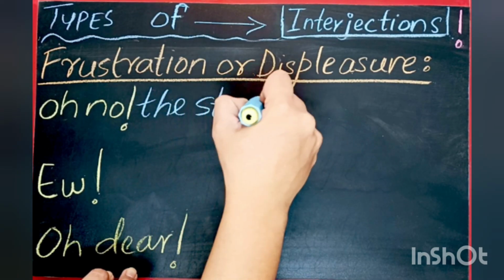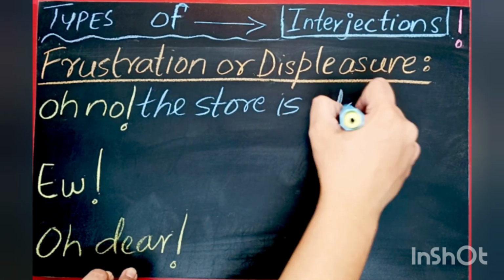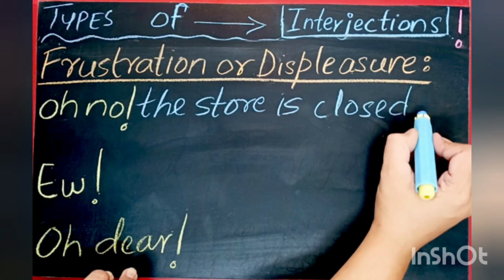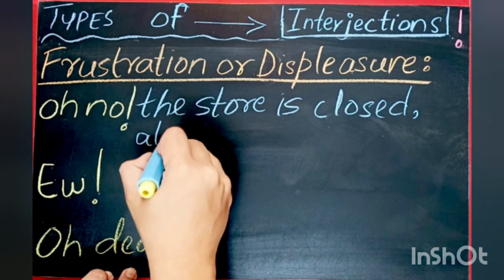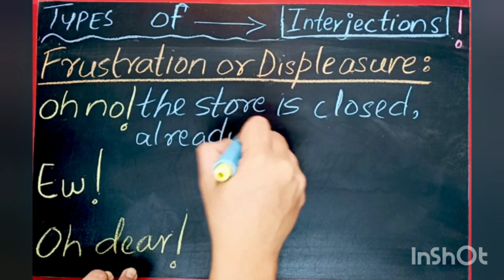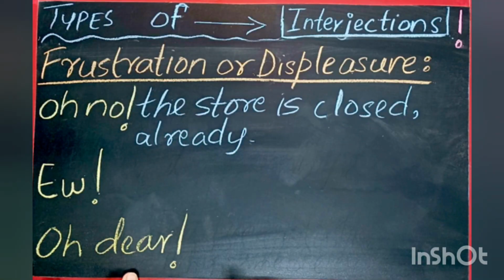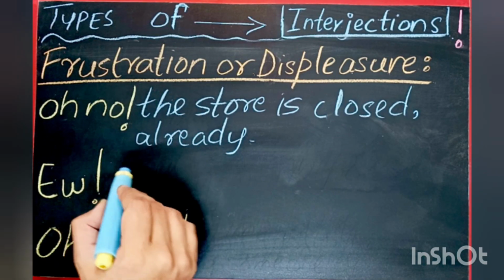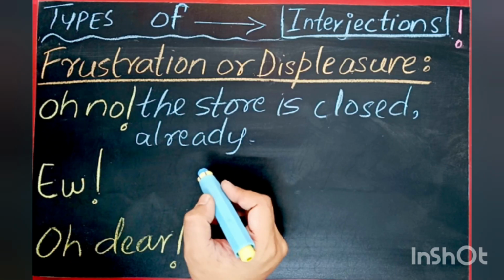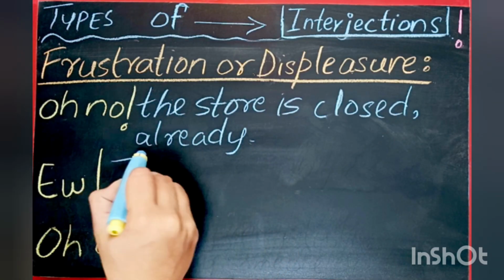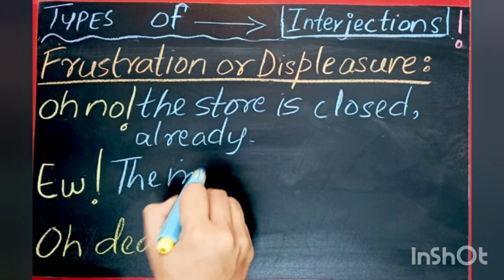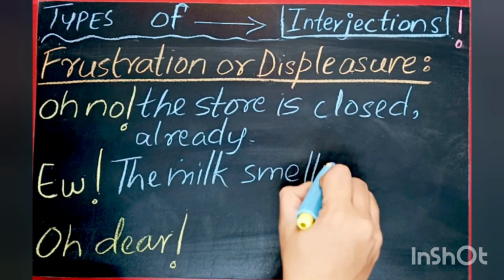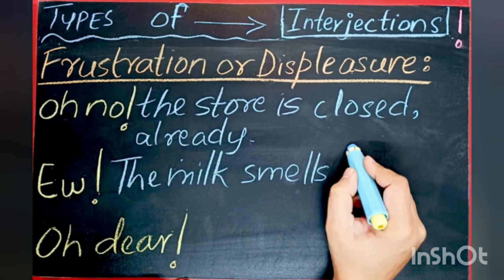Oh no, the store is closed already. So the sentence is actually showing the frustration. Okay. Ugh, the milk smells horrible. Horrible.